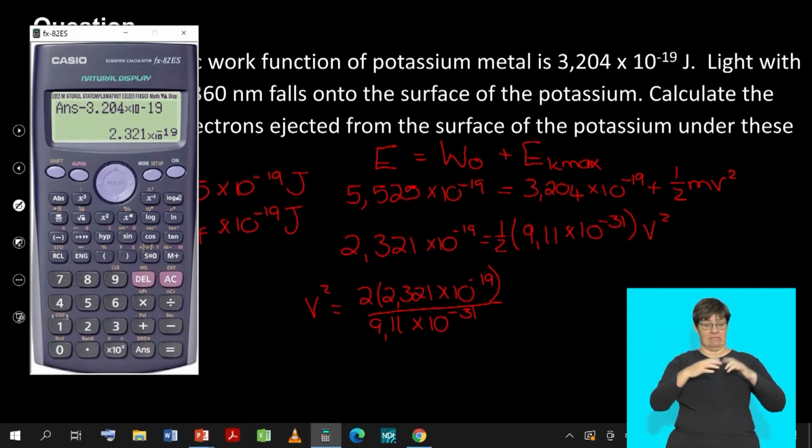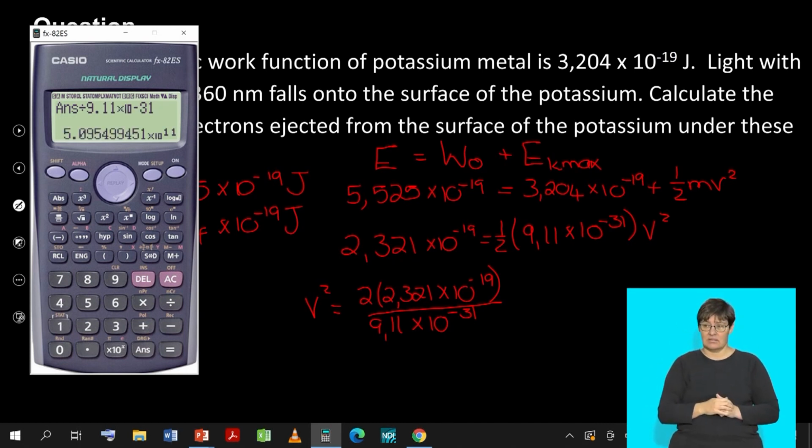Definitely cannot do this in my head. So there's the 2,321. I'm going to times that by 2. I'm now going to divide by 9.11 times 10 to the minus 31. And I get 5,095, but that's V squared. I need V on its own, so I'm going to square root that answer.